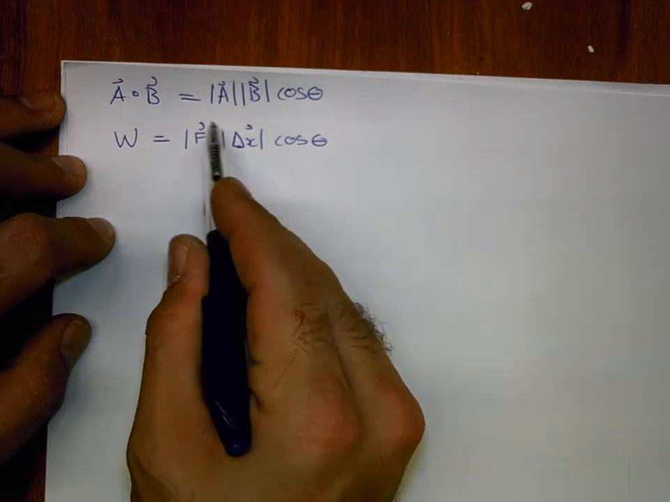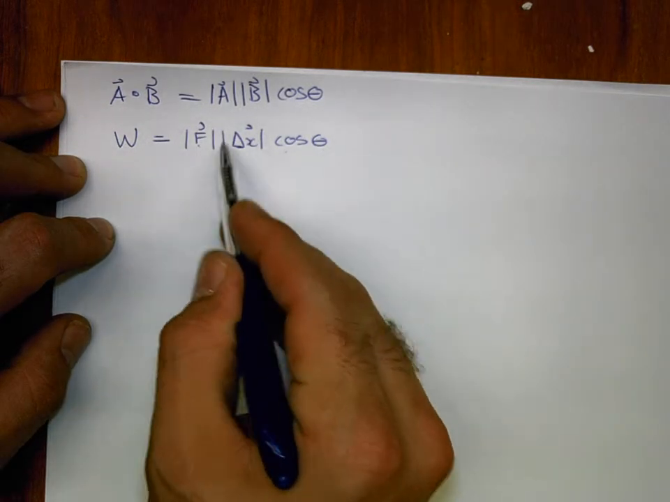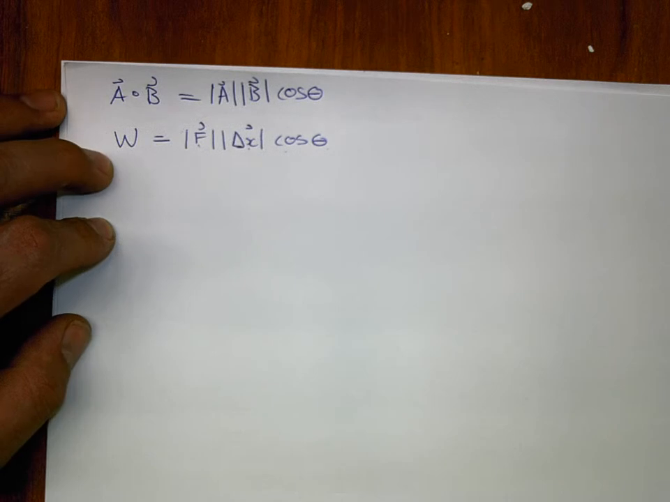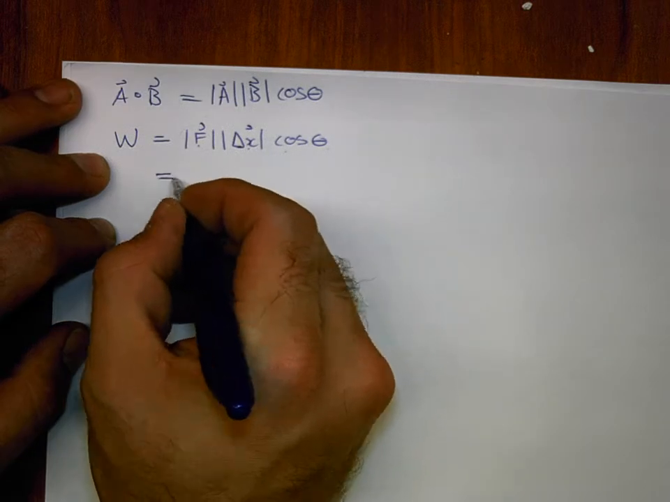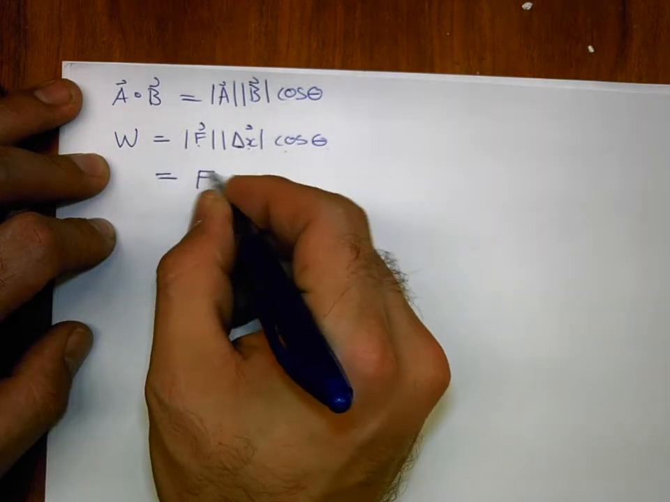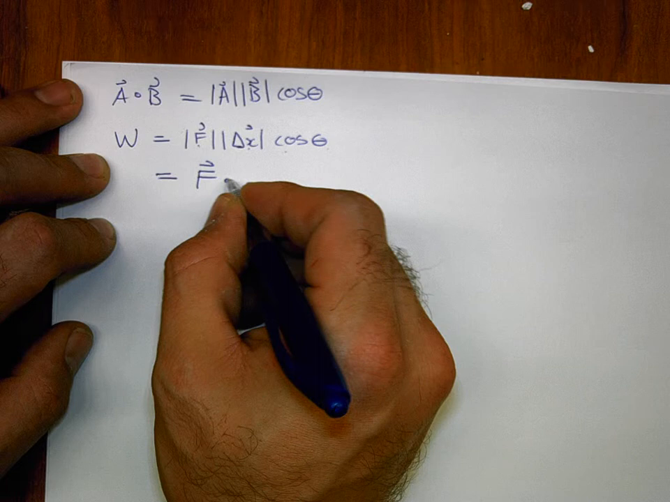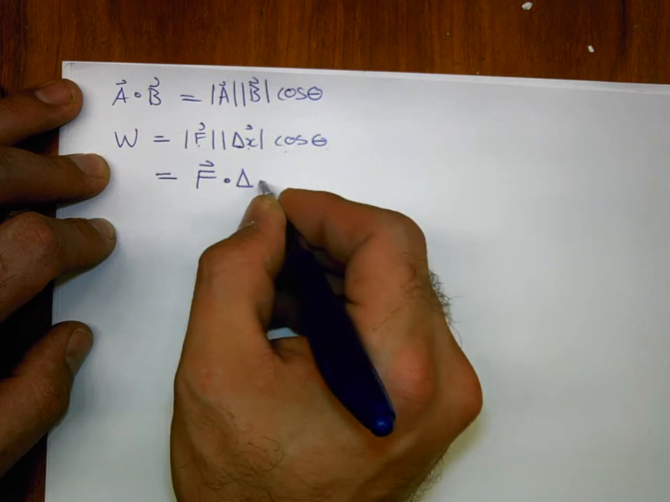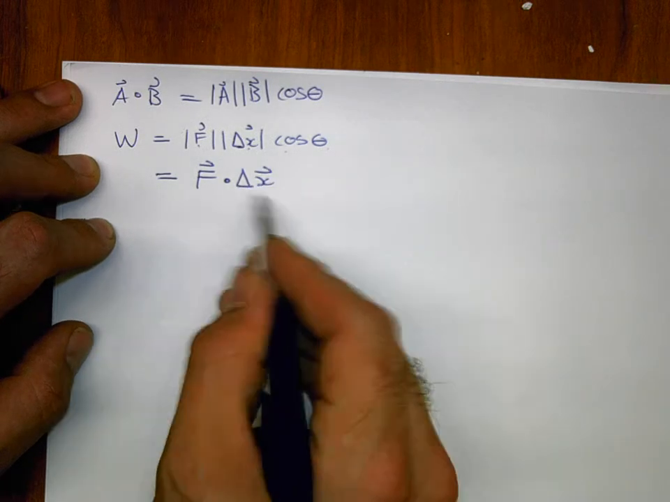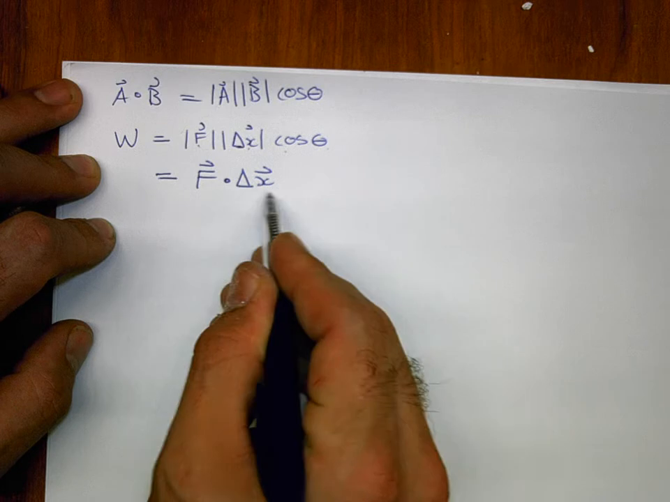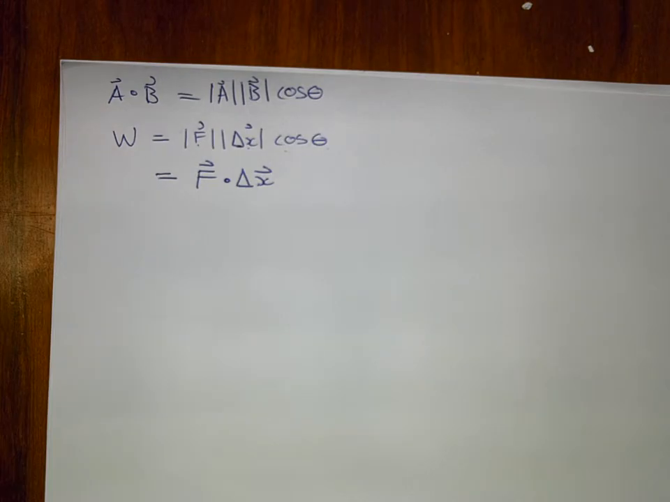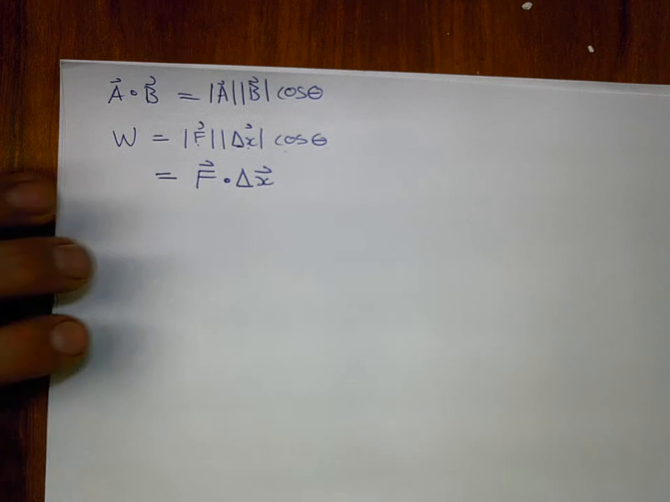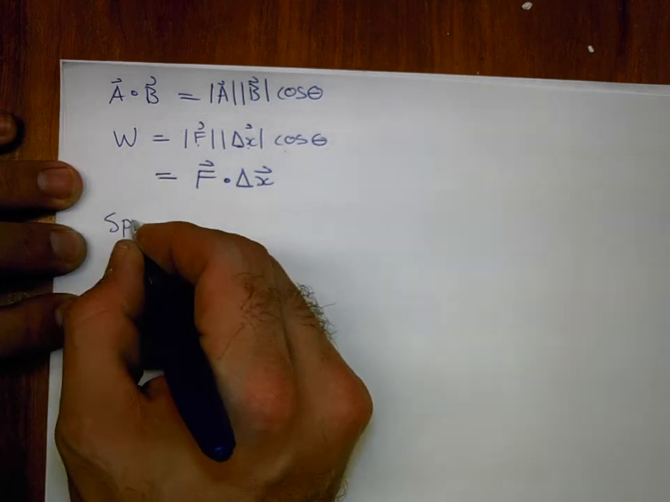Basically, it means the component of this force that's parallel to the displacement, that's the component that's actually causing acceleration, causing a transfer of energy. So we can write work as the dot product of force and displacement. So the dot product of these two vectors. All right, because we know how this scalar product is defined. Now let's look at a special case.